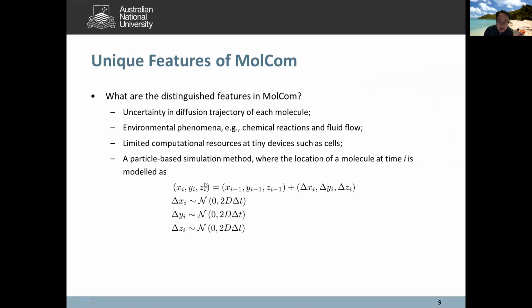And it is given by the location of this molecule at time i-1 plus the increments along the x-axis, y-axis, and z-axis. For each of them, the increment in location or distance follows a Gaussian distribution with zero mean and a variance of 2DΔt, where D is typically the diffusion coefficient. It tells how fast or how slow the molecule is diffused within the environment, and Δt is the time interval, which is the duration of time.